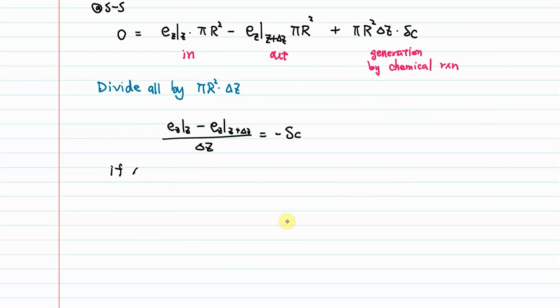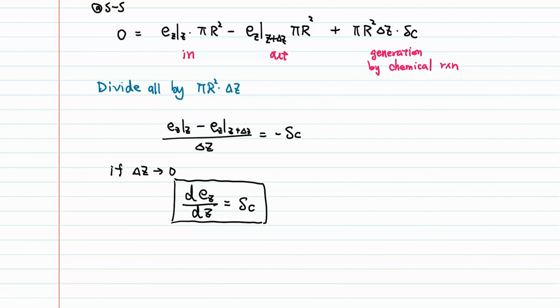So if delta Z approaches 0, we get dE_z/dz equals S_c. Okay, so that's the first important conclusion we have: the change in the combined energy flux vector as a function of position is exactly equal to the energy produced per volume by the chemical reaction.